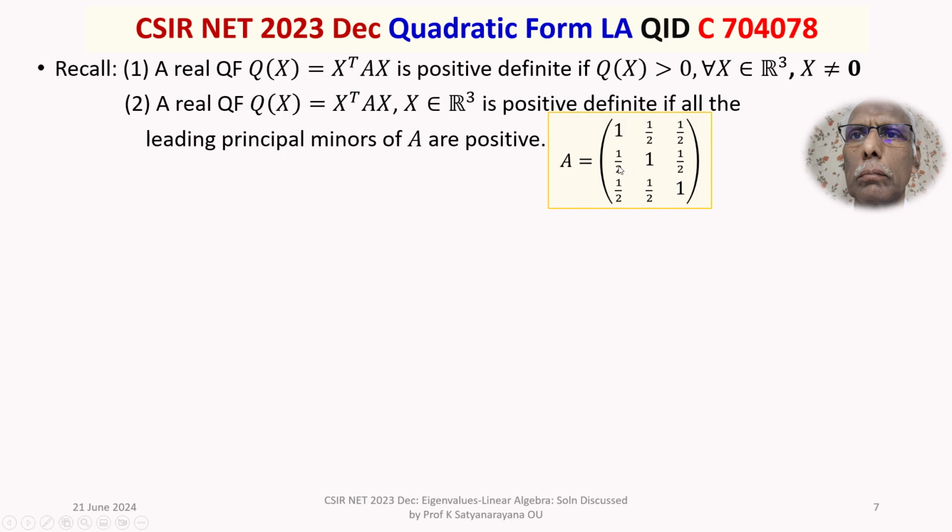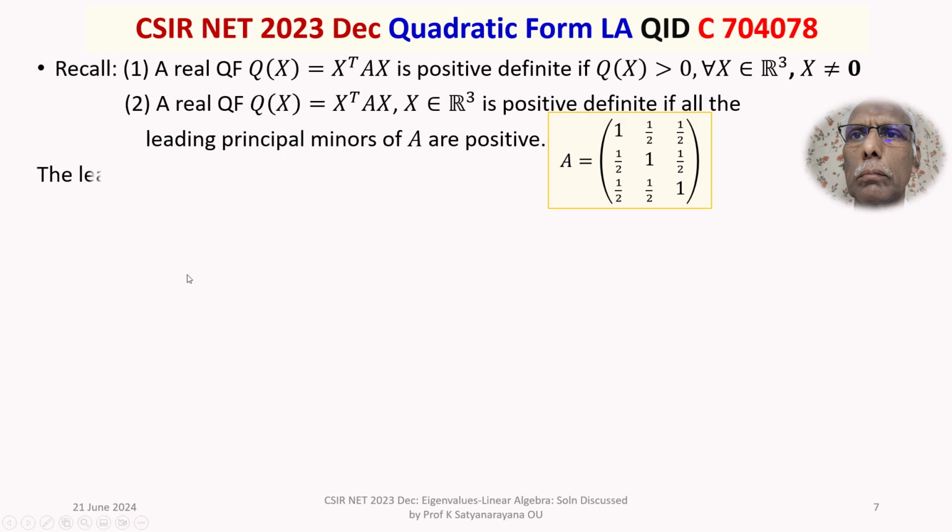This is 1 minus 1 by 4, that is 3 by 4, which is greater than 0. And the leading principal 3 minor is the determinant, the whole of the determinant itself, which we have already seen. It is 1 by 2, which is positive.